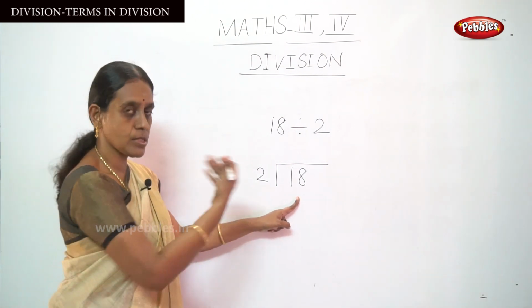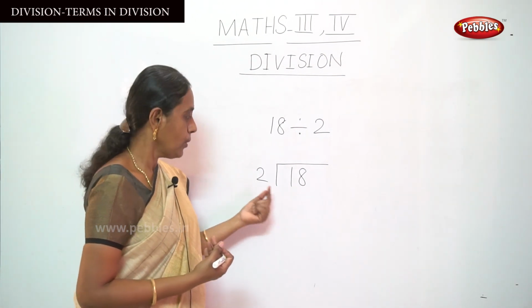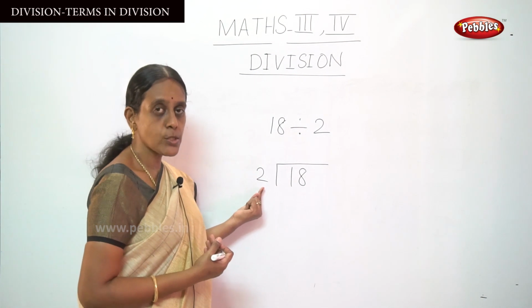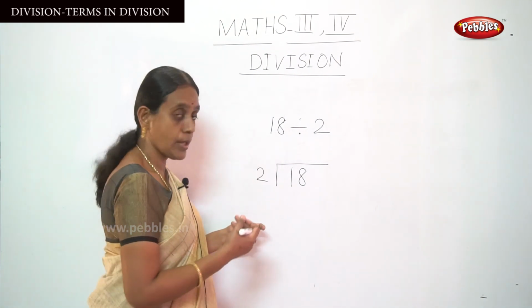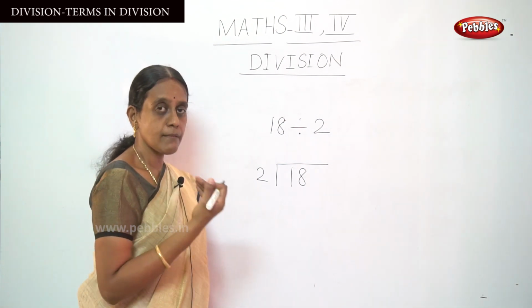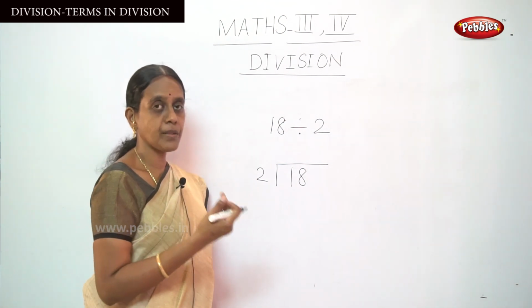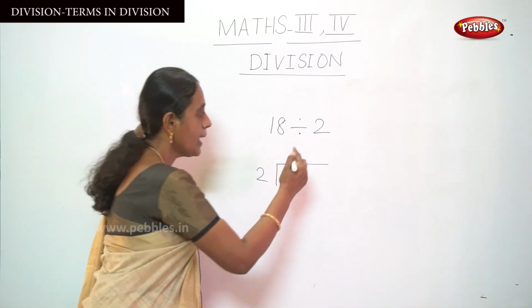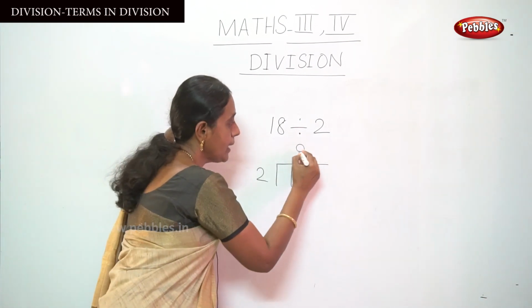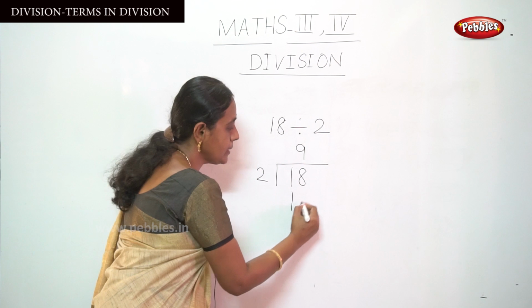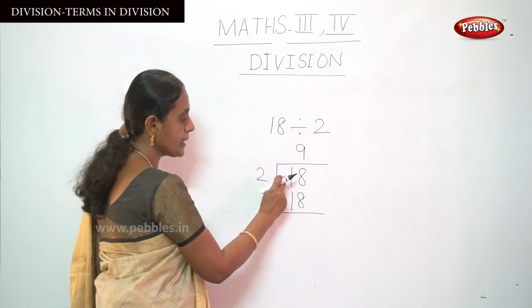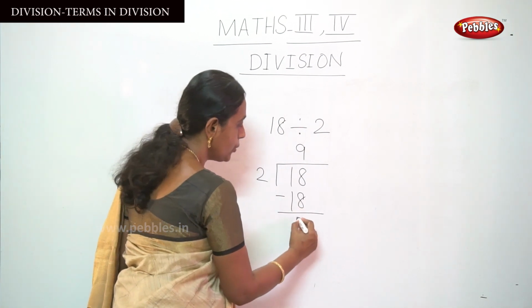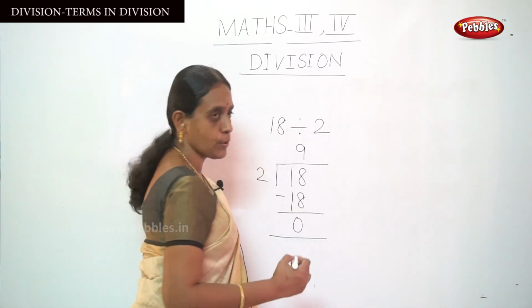We have learnt this in our previous video. So start to say the 2 table. 5 2s are 10. 6 2s are 12. 7 2s are 14. 8 2s are 16. And 9 2s are 18. So 9 2s are 18. And you have to subtract: 18 minus 18. You put here 0.